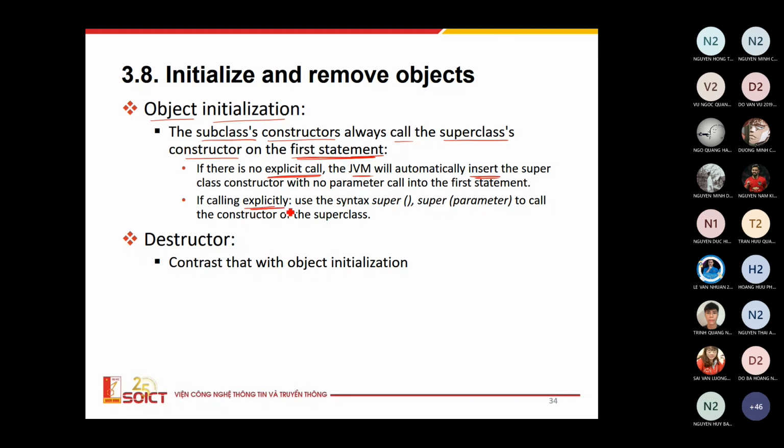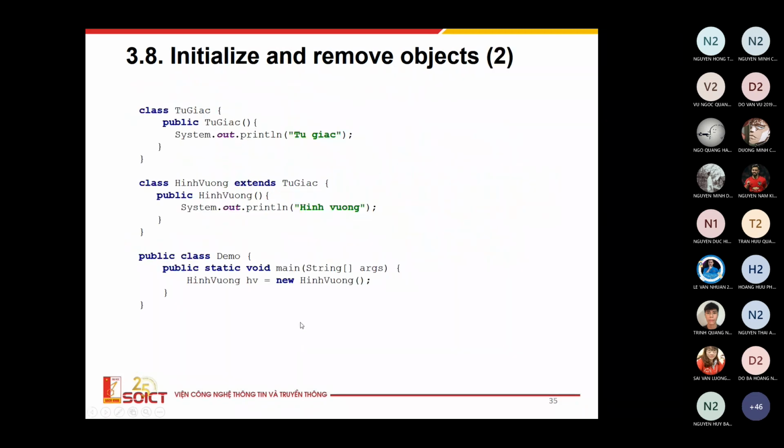Còn nếu các bạn muốn gọi tường minh thì các bạn có thể dùng cú pháp super đóng mở ngoặc. Đấy là để gọi constructor không tham số. Hoặc là super đóng mở ngoặc parameter là để gọi các constructor có tham số nhé. Đấy, gọi constructor của lớp cha, và có tham số nhé. Còn đây là constructor lớp cha mà không tham số. Và khi bạn hủy các đối tượng thì nó sẽ đi ngược lại với cả quá trình khởi tạo. Okay, so let's check this example.